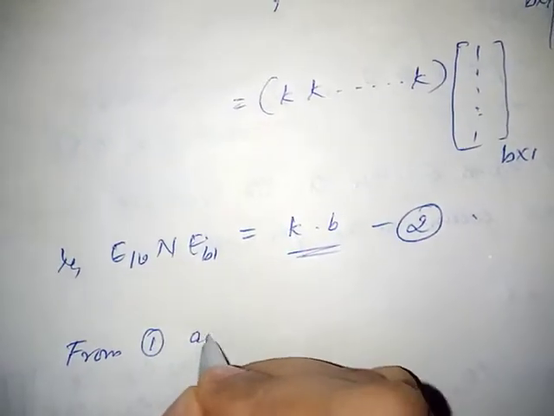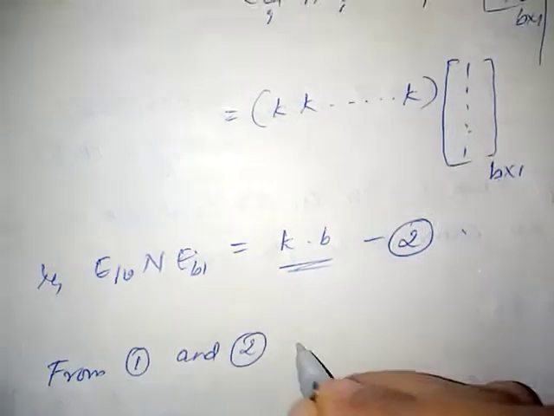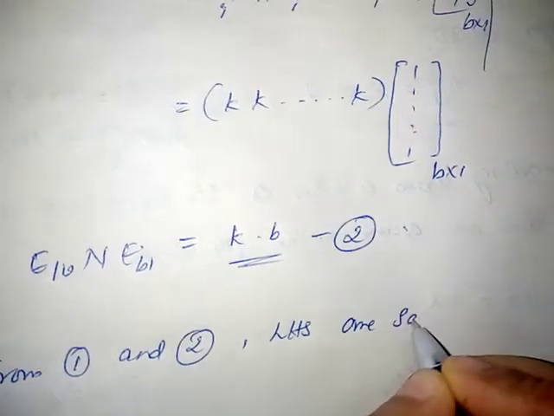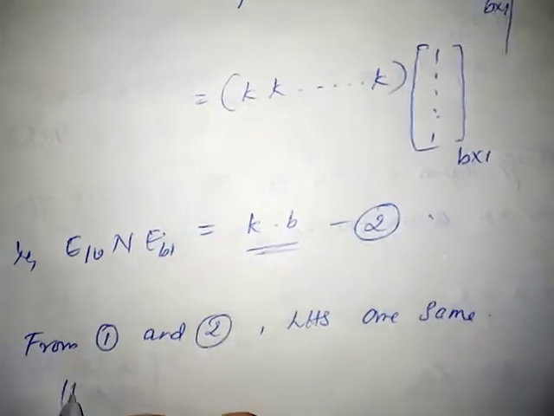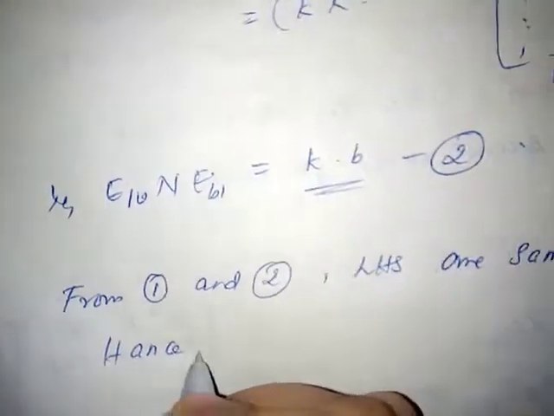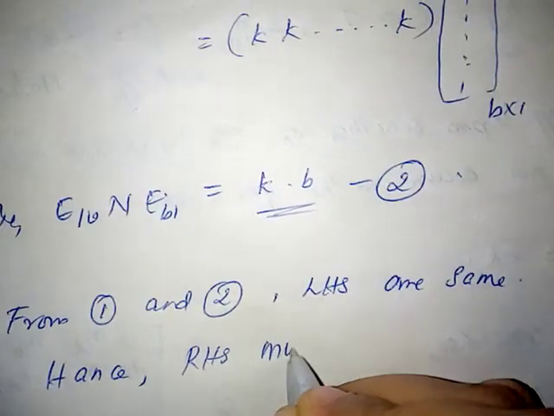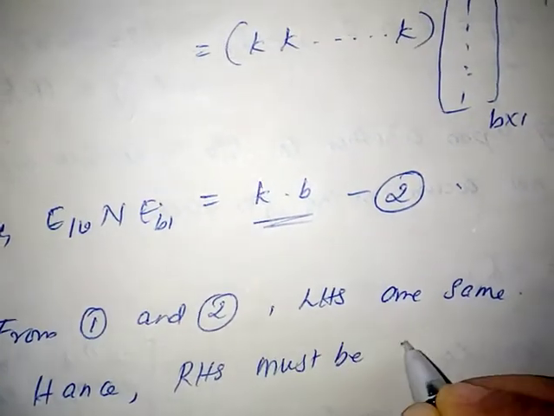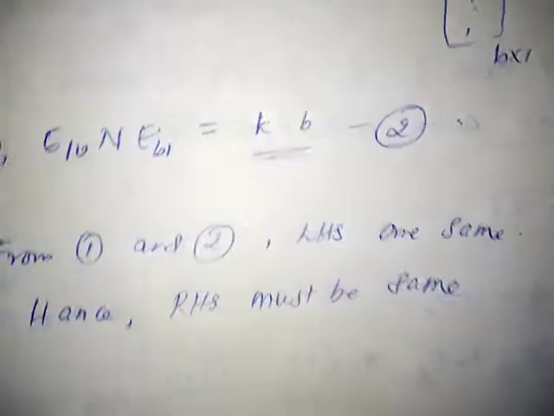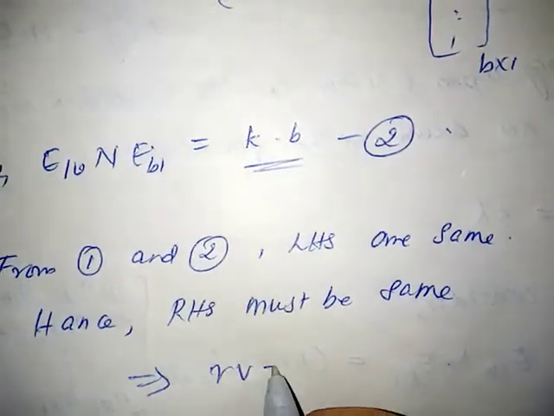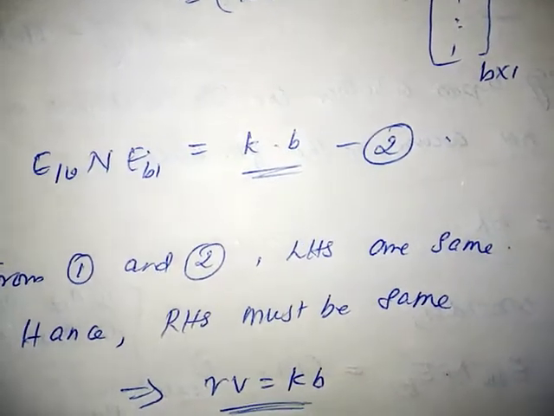From 1 and 2, LHS are same, hence RHS must be same, which implies vr equal to kb. Hence proved.